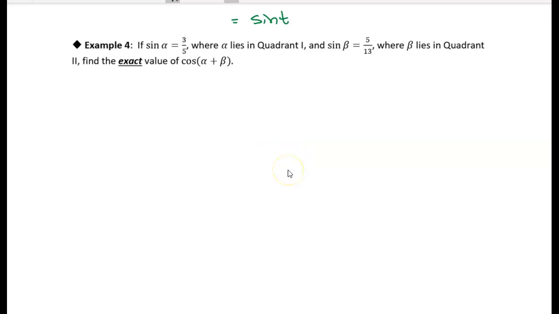All right, so here's an interesting problem. We have two angles, alpha and beta, but we don't know what alpha and beta are. What we're given is the sine of alpha, and told that it's in the first quadrant. And we're given the sine of beta, and we're told that this one lies in the second quadrant. So we don't actually know the actual angles, right? We're just given the sine and cosine. Now we're asked to find the cosine of alpha plus beta.